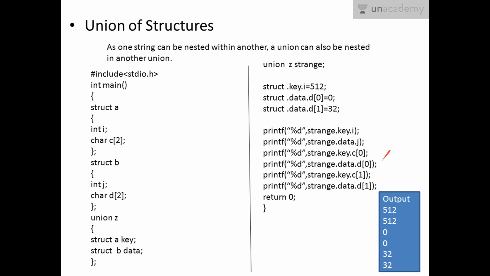The same happens with ch0 and d0. D0 value is 0, so c of 0 will always be 0, and the same happens with c of 1 and d of 1. So the output will be 5 and 2 for the first two printf statements, 0 for the second two printf statements, and 32 for the next two printf statements.